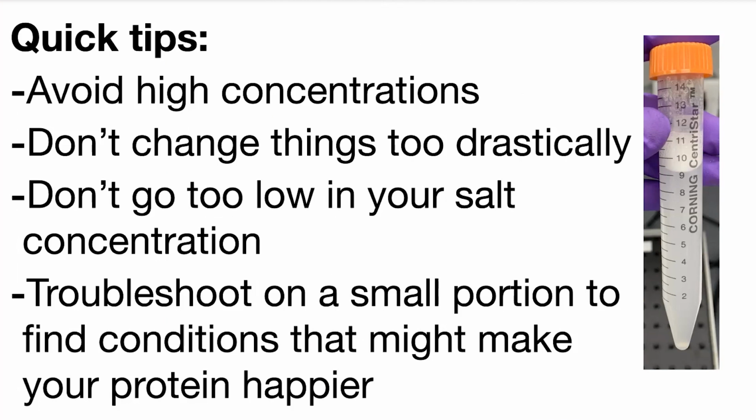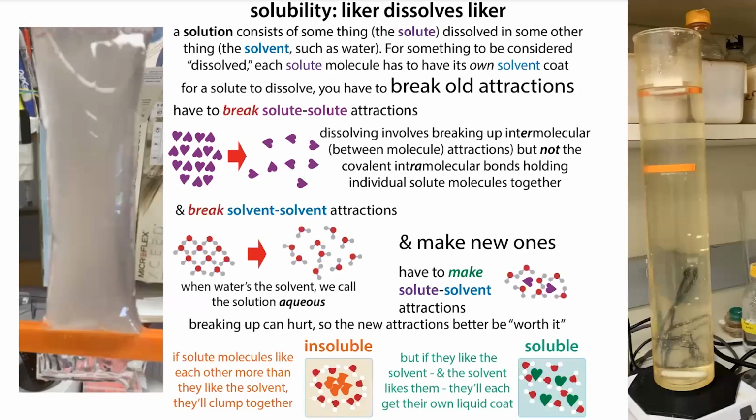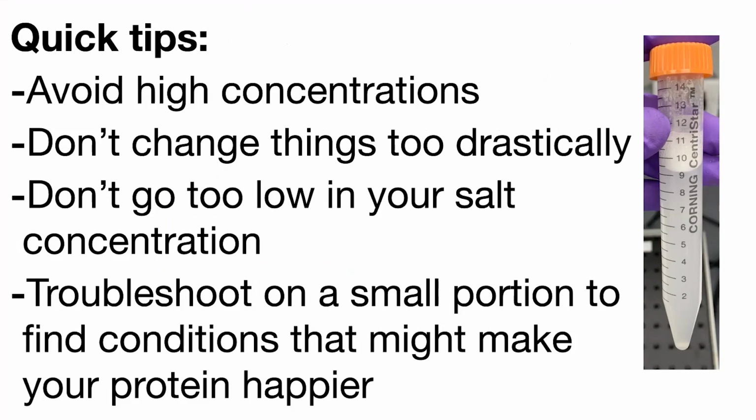Don't change things too drastically. Your protein was happy however it was, and so you might not be happy with the buffer that it was in. You might need to get rid of salt for your next step, say, but your protein was happy. And the conditions that make your protein happy, if you go too far from those conditions, your protein is likely to get unhappy, and when your protein gets unhappy, then it's likely to aggregate.